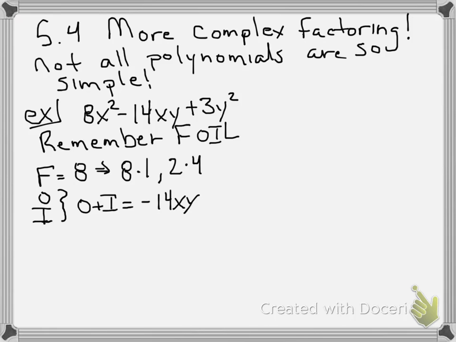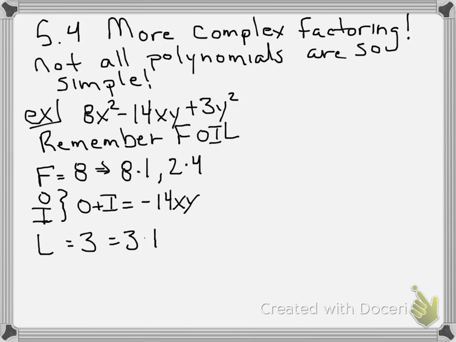Again, we don't know about O or I, but we know that when added, we get minus 14xy. And then for our last term, we know that this is equal to 3y squared. So, we can only get a 3 by multiplying 3 times 1. So let's put all this together.